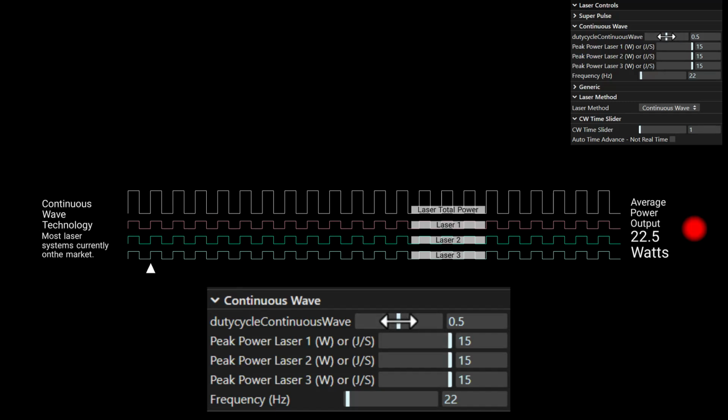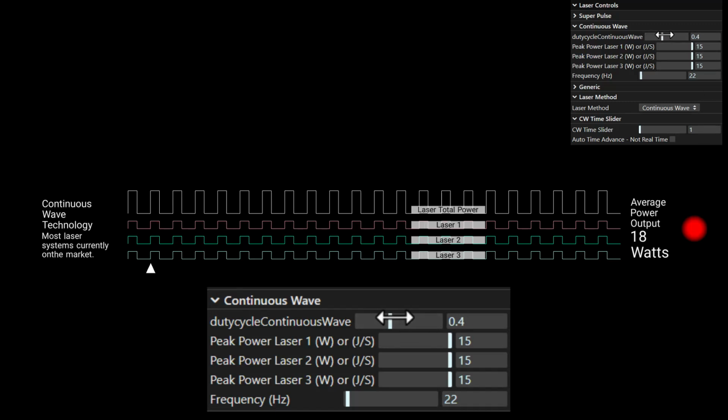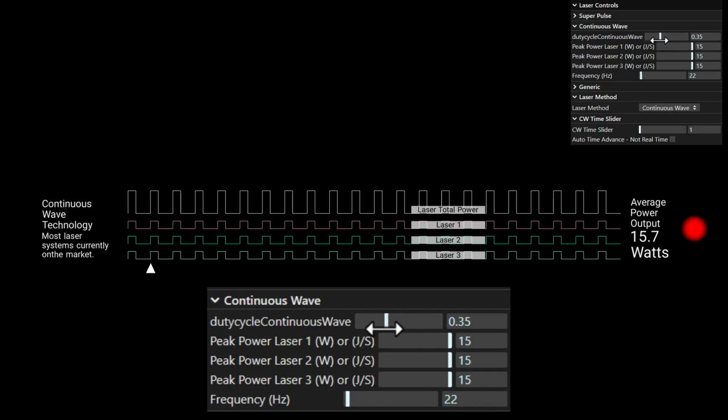So what's the advantage to making things shorter like this? Well, you have less overall heat. So you'll notice if I have this cranked at 15, 15, and 15, then when this is on, it's 45 watts, but the average power is only 11.3. So this won't heat up near as much as if it's at 0.5 duty cycle, right? That's kicking out 22.5 watts. So that's something to consider.